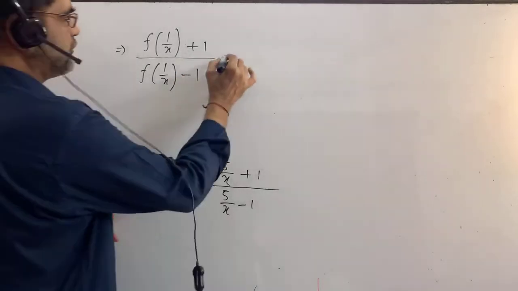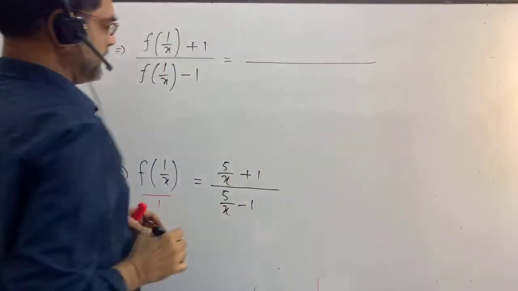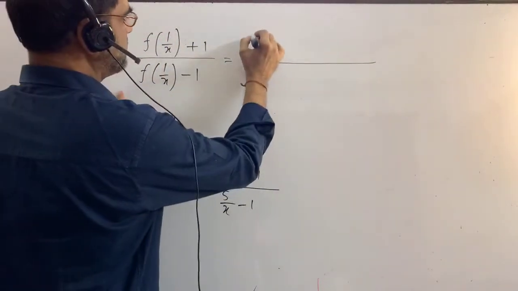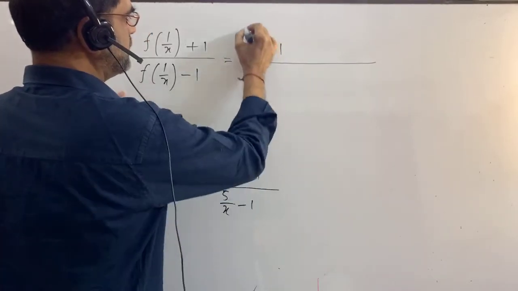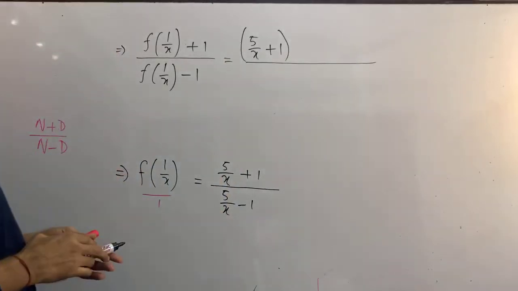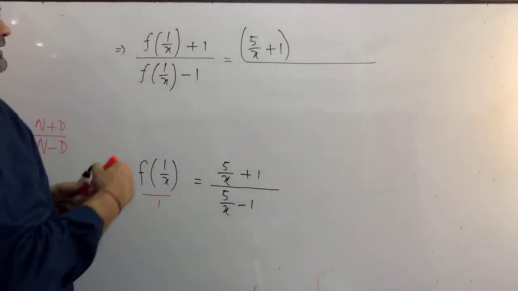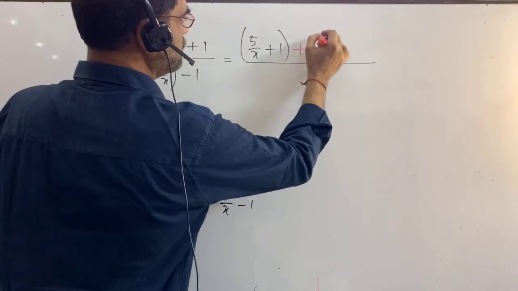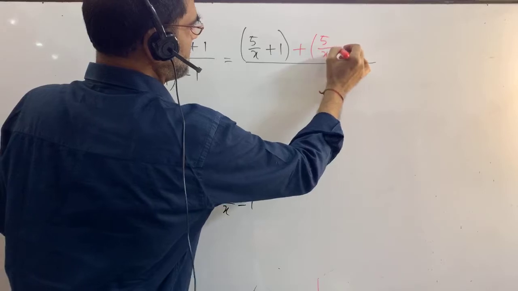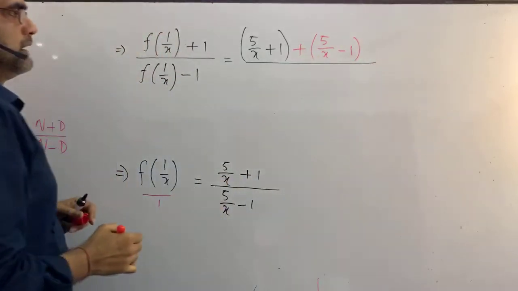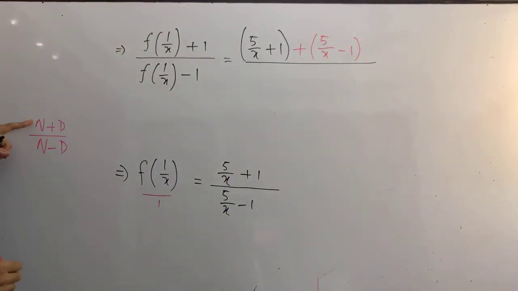So we are getting here, you see, we are getting here numerator. What is numerator? 5 by x plus 1. This is the numerator. Then what comes next? Plus denominator. You write down plus denominator. What is the denominator here? 5 by x minus 1. This is the denominator. I wrote here numerator plus denominator, okay. Then it comes numerator minus denominator, okay.